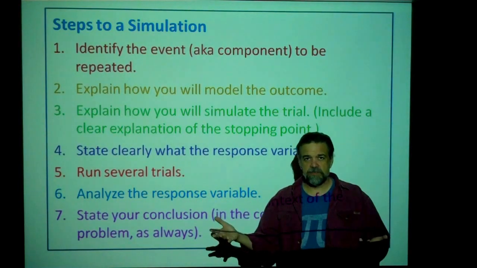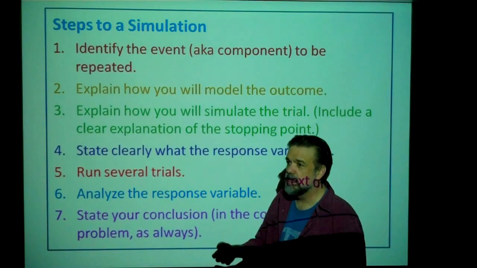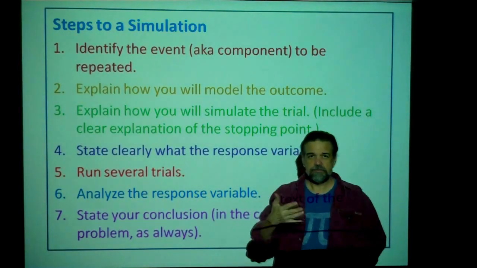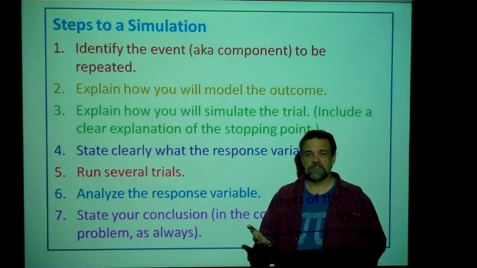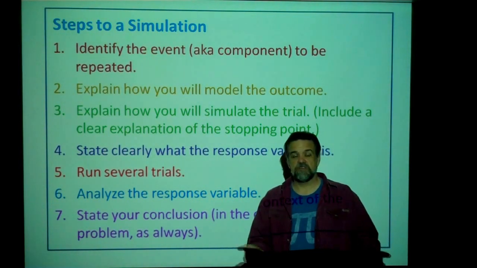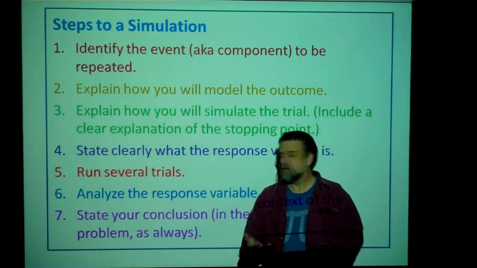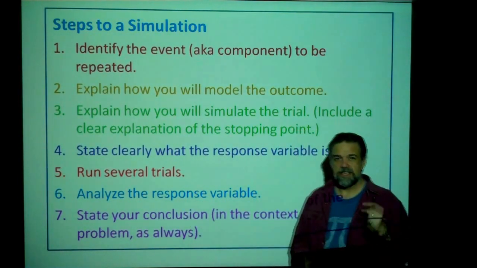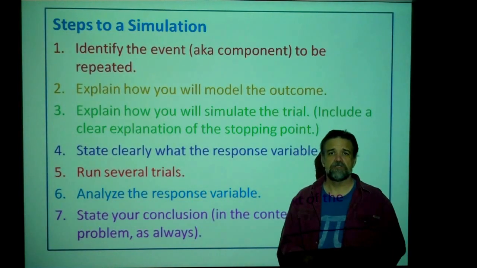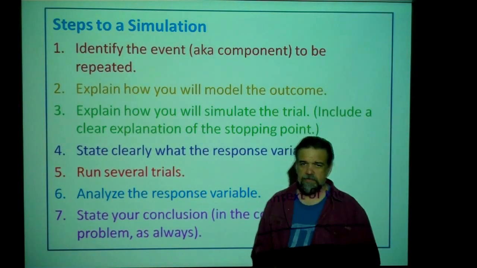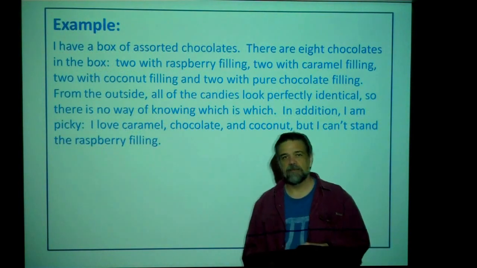after performing the simulation 100 times, it appears that the average number of coin flips necessary to get 5 heads is 9.6, 9.7. All right? Something like that. That would be a conclusion that is in the correct context. And that's something your English teacher could understand, right? Okay. So, now let's look at an example.